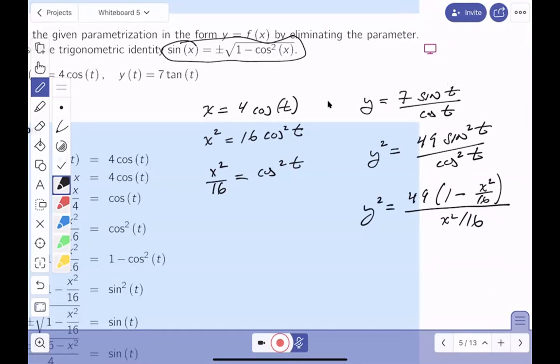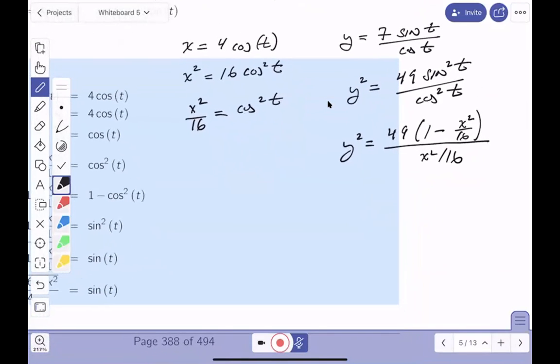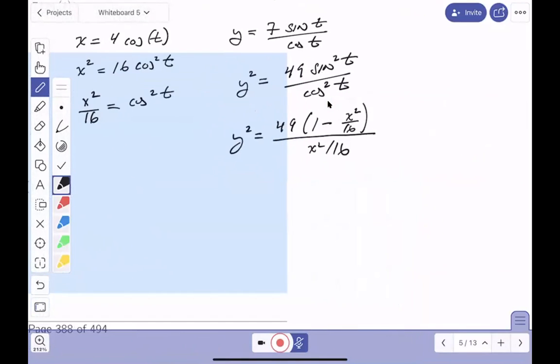Okay, let's keep going. And I'm going to do something that might look a little bit nasty, but I'm going to multiply the top and bottom by 16. So I get y squared. The bottom is x squared. Then I get 49 times 16 minus x squared now.